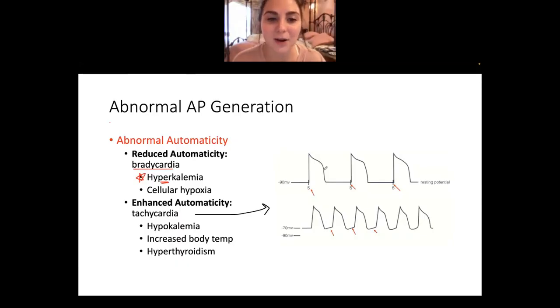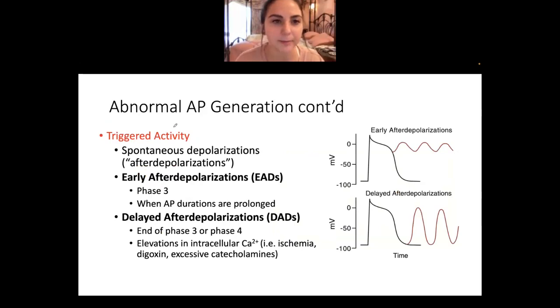You can have enhanced automaticity. This is your tachycardia. A lot of the arrhythmias have enhanced automaticity, and that's where you see your tachycardia. Usually hyperkalemia causes this, but there are other things. Increased body temperature. Hyperthyroidism also increases your body temperature. Think of hyperthyroidism, and that's what's happening.